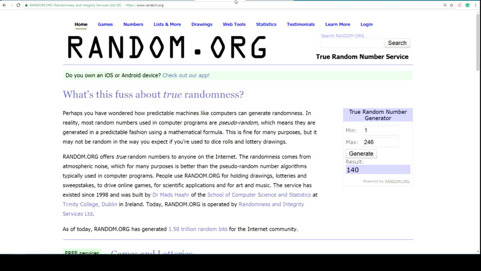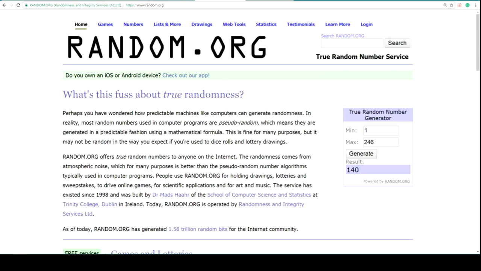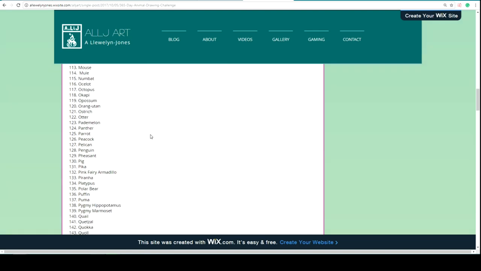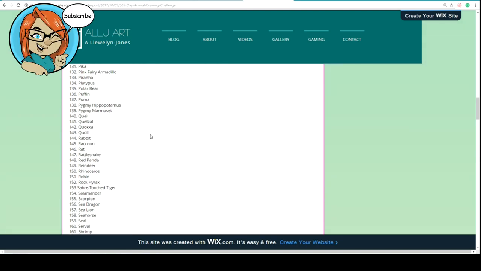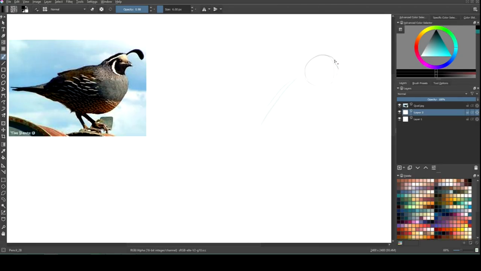I'm Amanda and we are here with 365 animals and today we got quail. I can't remember what number that is. 140? Yeah, 140. And I had fun drawing this quail. I found it really easy to draw. Usually I struggle getting proportions right and getting things right, but I was actually on a whim.